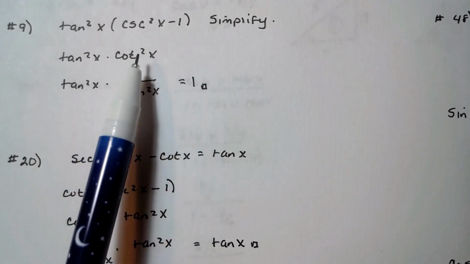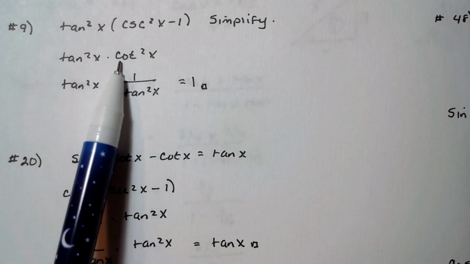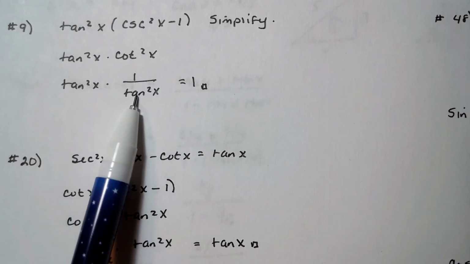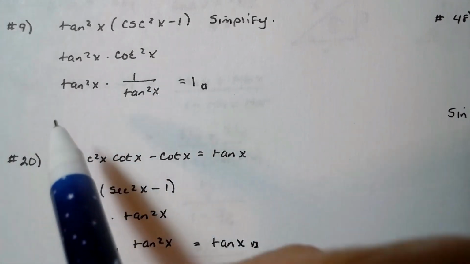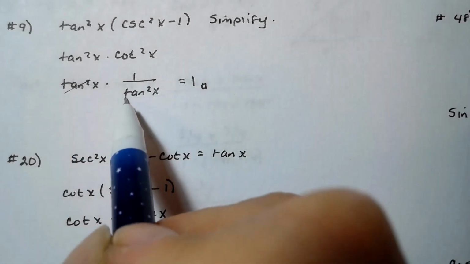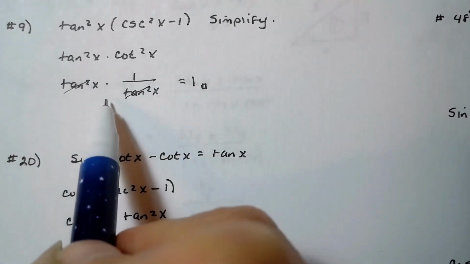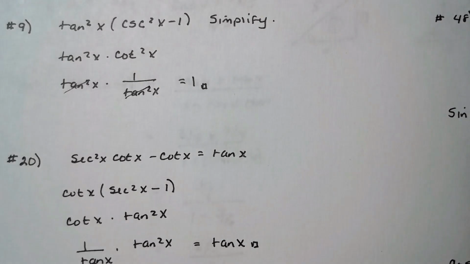The other thing we know is that the cotangent has a reciprocal identity of 1 over tangent squared. So I can cancel this and this, right, because it's multiplied. And so what I'm left with is 1. Done.